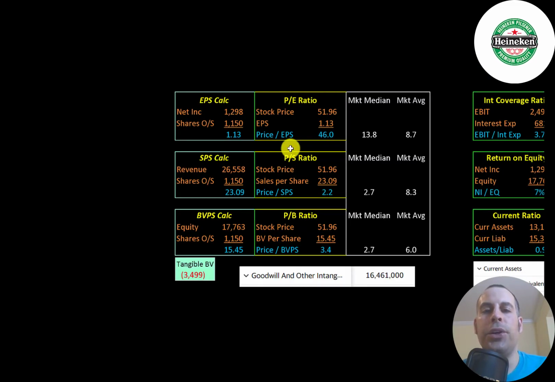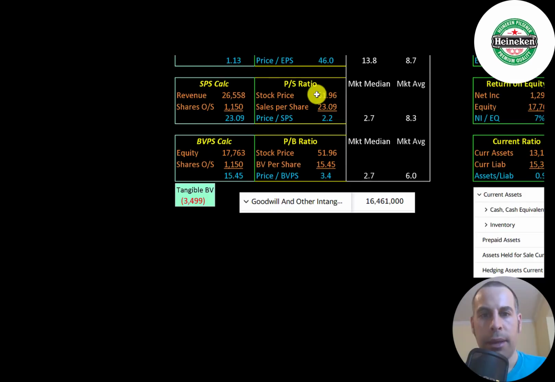Let's look at the financial ratios. The average PE in the market's 9, the median is 14. PE is stock price over earnings per share. To calculate earnings per share, that's net income over shares outstanding. They're at 46, so investors are paying $46 for $1 of earnings. Price to sales is stock price over sales per share. They're at 2.2. They have a really good price to sales ratio.